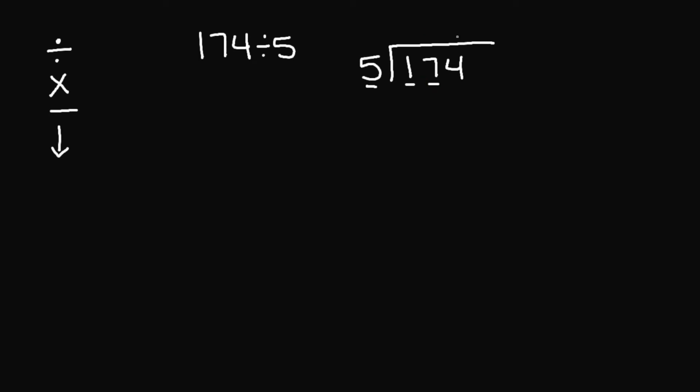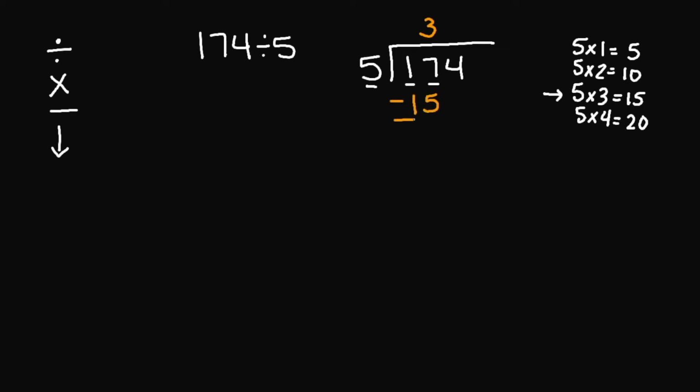5 goes into 17, let's see. We have 5 times 1, 5 times 2, 5 times 3, and then 5 times 4. Let's try these numbers to see. So 5 times 1 is 5, 5 times 2 is 10, 5 times 3 is 15, and then 5 times 4 is 20. The closest number that I can choose is 5 times 3. That's the closest, largest number that I can pick. So 5 times 3, I'm going to write a 3 on top. 5 times 3 is 15.